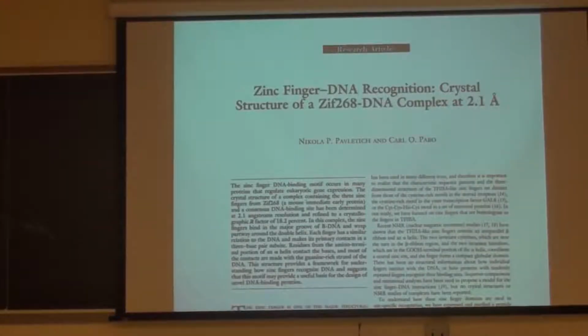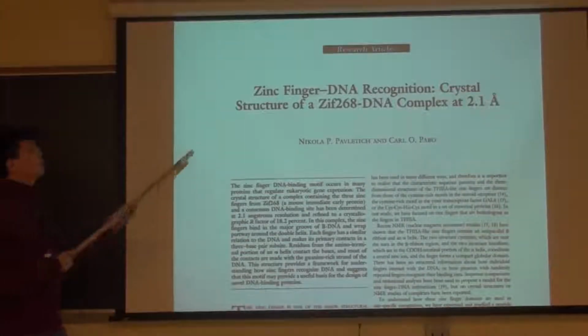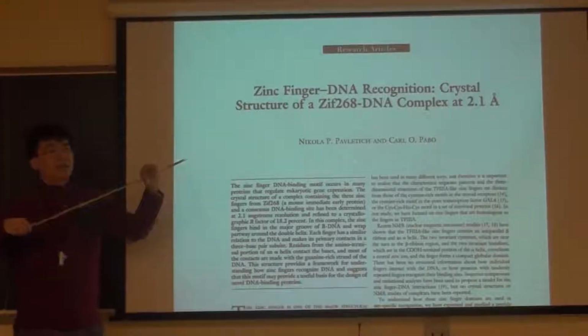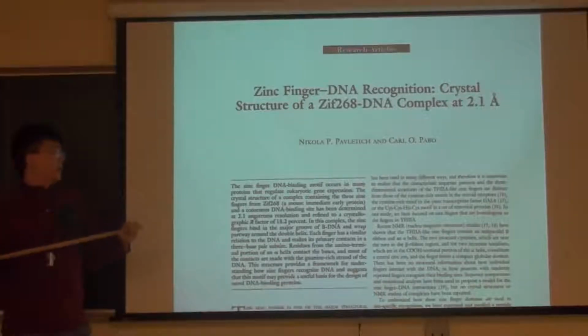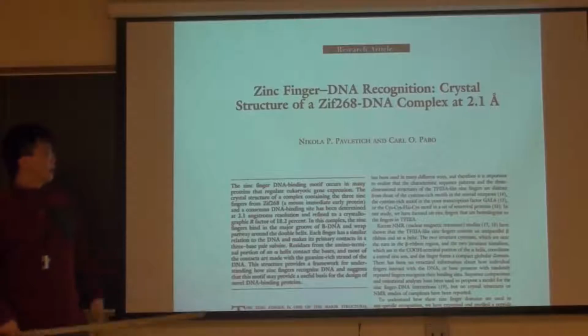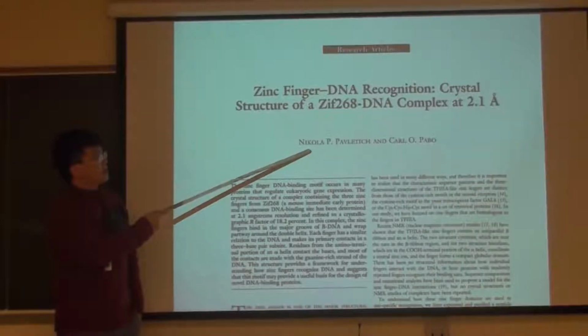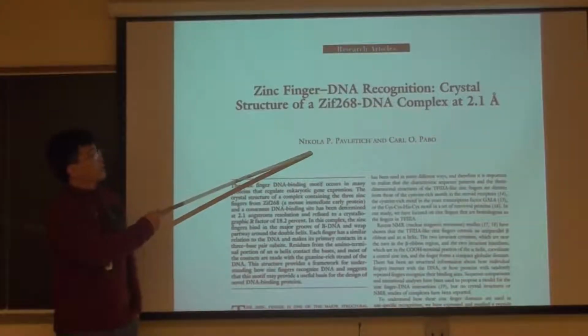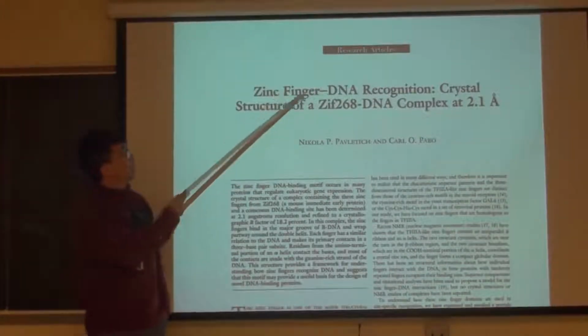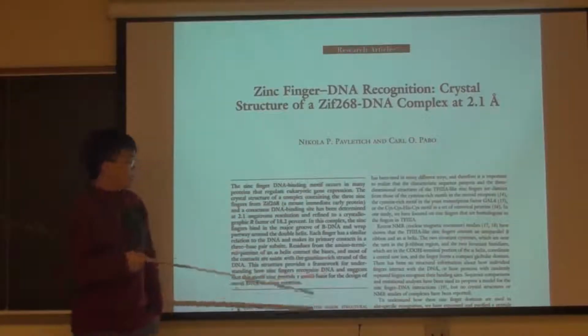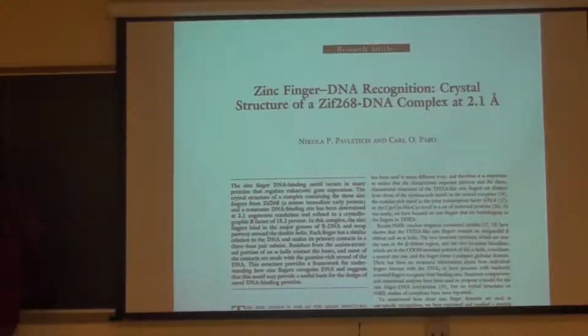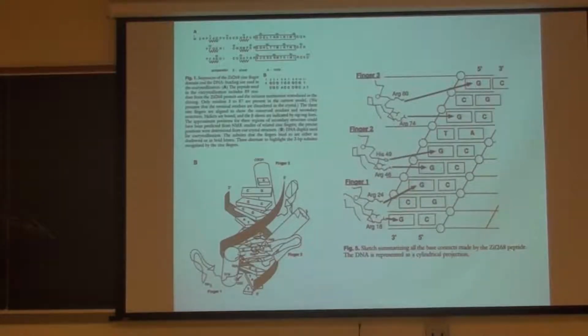The first one is based on the zinc finger DNA binding protein. And this is a really important paper. Two structural biologists at Johns Hopkins University saw the structure of that protein bound to the DNA at high resolution. And let me show you a figure from the paper.